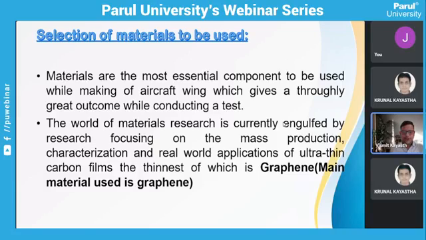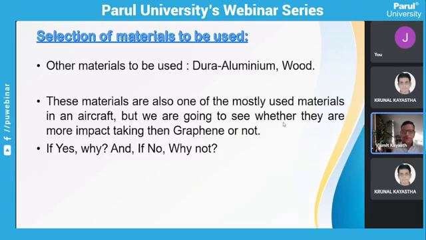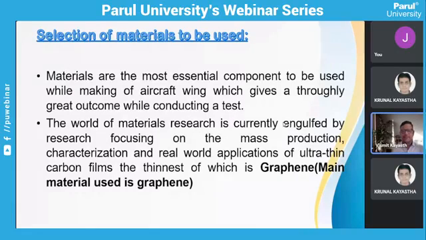Okay, so the world of materials is currently engulfed with research focusing on mass production and characterization of the real world application of this ultra thin carbon film. Okay, it's a material that has come out with a single layer of carbon, I would like to say, and it is mentioned as graphene. So if you want, you can just note it down, a single layer. Graphene is nothing but an ultra thin layer of carbon film.